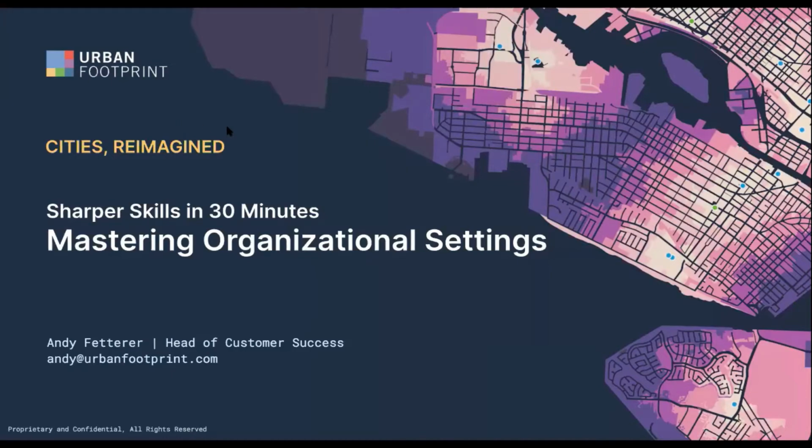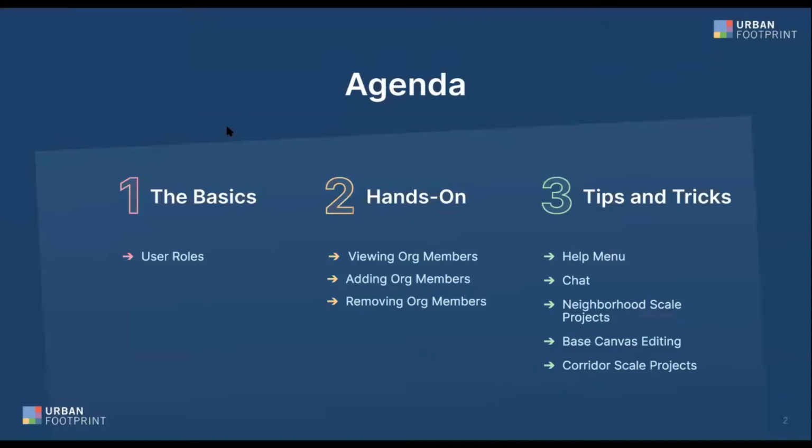So let's get started. Before we get into Urban Footprint, let's review our agenda. We'll do a little bit of slideware where we will review the user roles in Urban Footprint. Then we'll dig right into all of the organizational settings that you have access to in the software. And then we'll round it out with a few tips and tricks that will hopefully make your use of Urban Footprint a little bit easier. Please ask questions as we go through the chat and Q&A. As Nathan mentioned, we will save those for the end.